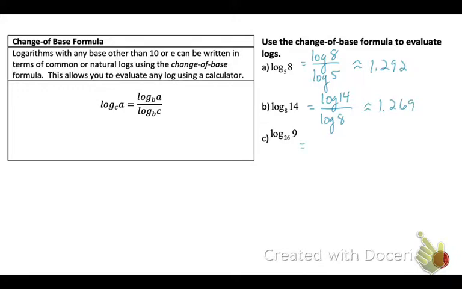Now this last one I'm going to change to base e. I'm going to use a natural log. So I can rewrite it as the natural log of 9 divided by the natural log of 26, which is approximately 0.674. So do not worry if you are working logarithms and your calculator does not allow you to put in any base. Like on A, you're not able to put in base 5, or problem B, base 8, or problem C, base 26. You can use the change of base with either your common log base 10 or natural log base e on the calculator.